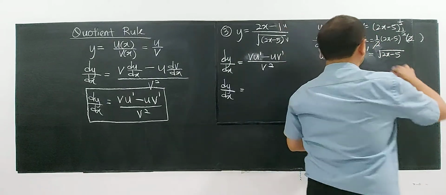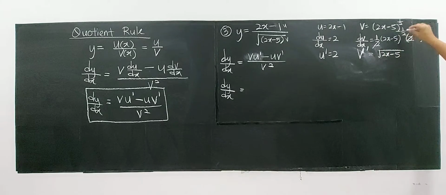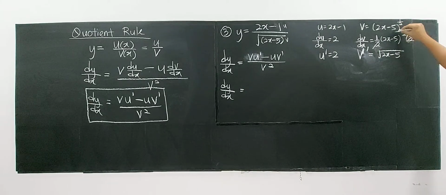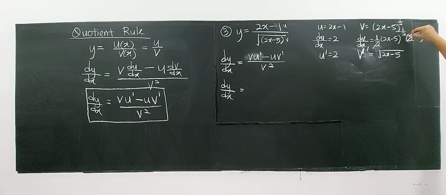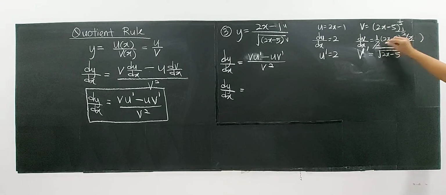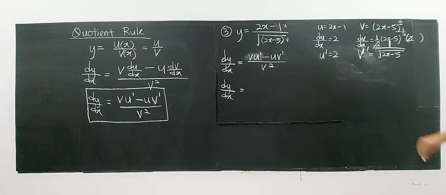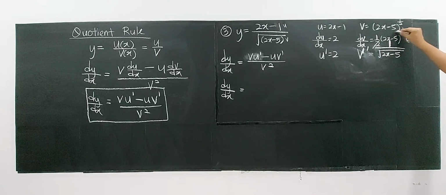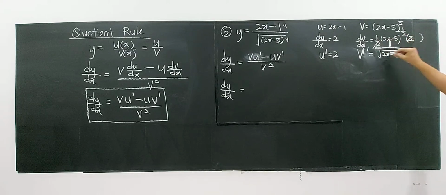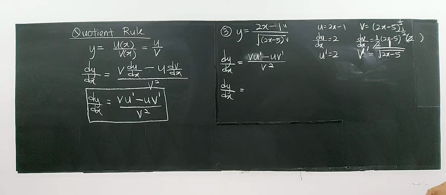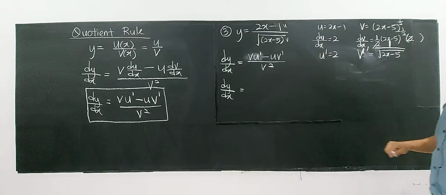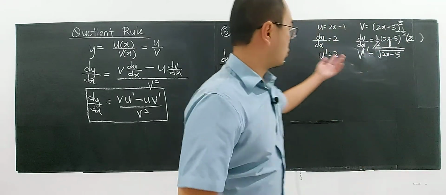sorry, here I made a mistake. Because there is a negative 1 over 2, right? Forgot that you have negative 1 over 2. Negative 1 over 2 is 1 over square root of 2x minus 5, because you can bring it to become 1 over 2x minus 5 to the power 1 over 2, which is 1 over the square root of 2x minus 5. So I made a mistake here. Okay, never mind. Let's continue.